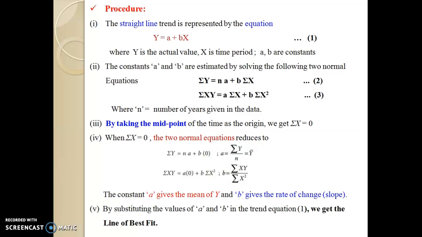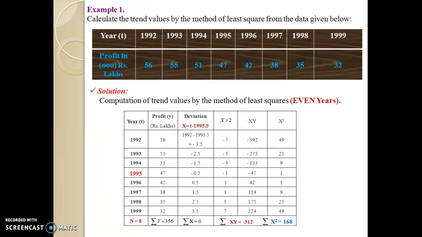And for the fifth procedure, by substituting the values of a and b in the trend equation 1, that is the straight line equation 1, we get the line of best fit. As per the procedure, we solve the numerical example.